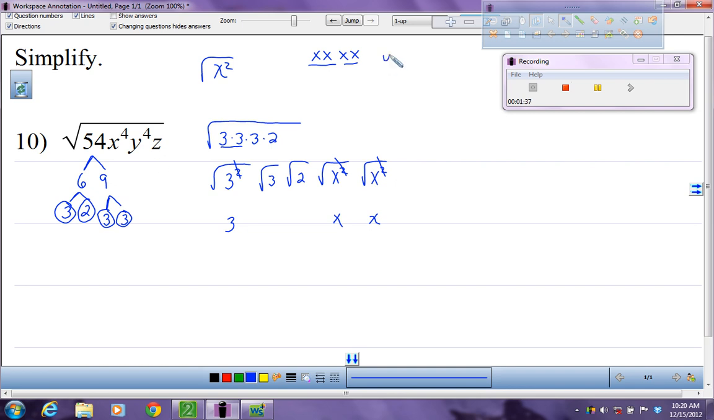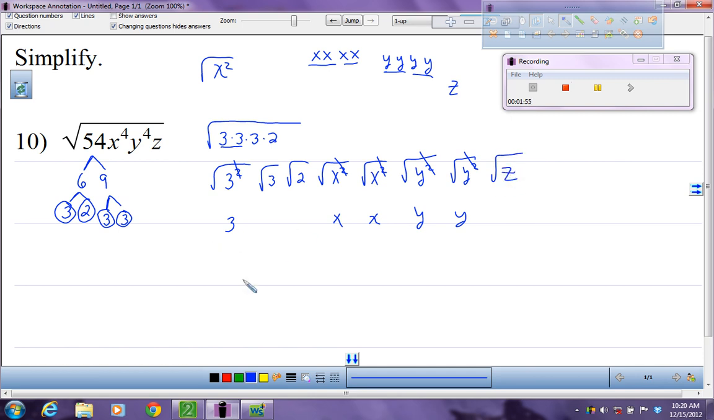Same thing for the y's. There's 4 y's, right? So I can have a square right there and another square right there. That's y squared. Y squared cancels, y and y outside. The z is by itself, so guess what? It stays by itself on the inside.